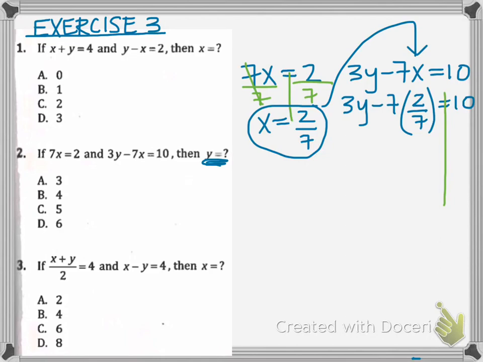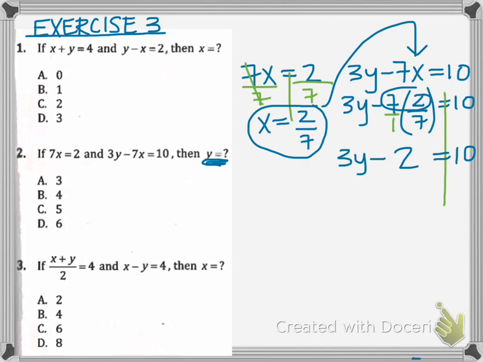To multiply 7 by 2/7, I put the 7 over 1, and then I multiply my numerators together. So we have 3y minus 7 times 2 is 14. 1 times 7 is 7. And 14 divided by 7, whoops, is just 2, equals 10.